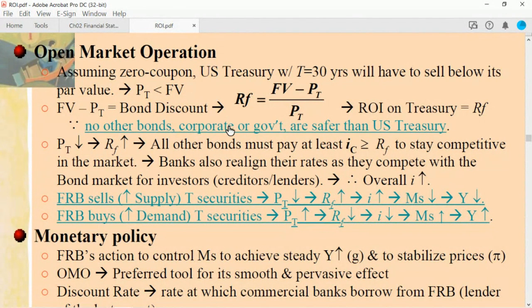And for governments, what is the source of income? Anybody? What is the source of income for governments? Taxes. Taxes, yes. Tax revenue, yes.